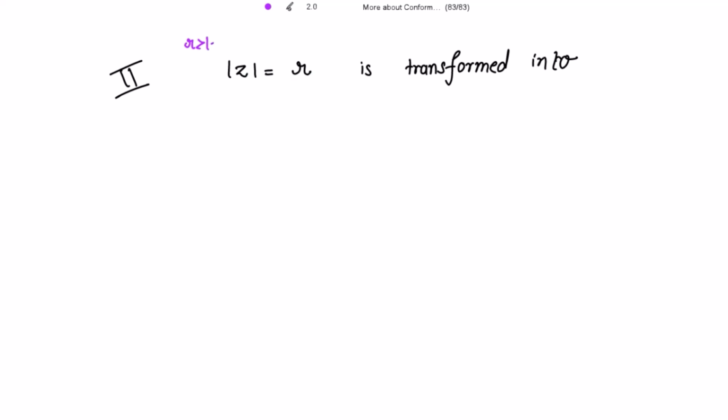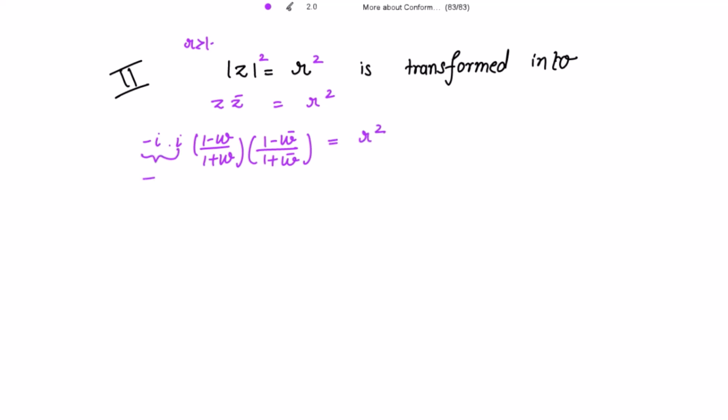So mod z equal to r is transformed into, just put the value of z over here, the inverse transformation. But before that, let's square both the sides. And this is z into z bar is equal to r square. So we have z as iota into (1 minus w) divided by (1 plus w), and z bar is negative iota into (1 minus w bar) divided by (1 plus w bar). This is equal to r square.